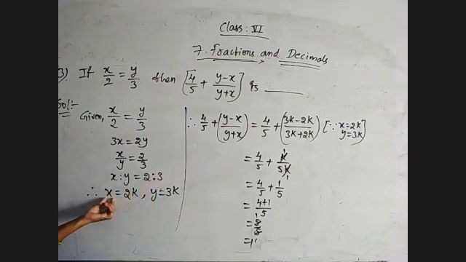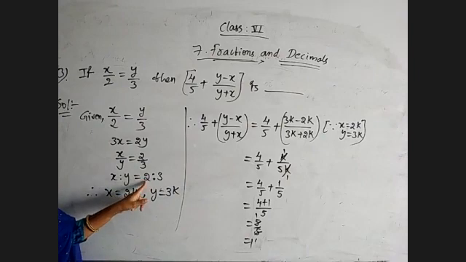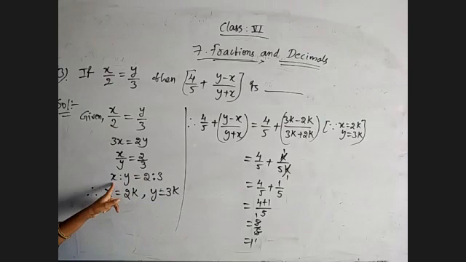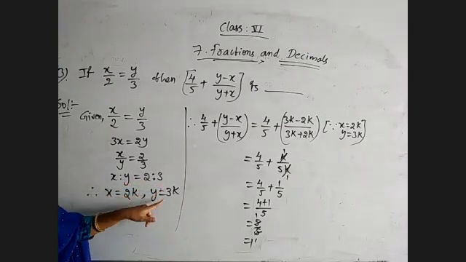Then the value of x will be equal to 2 parts, so that is 2 into k, and y equal to 3 parts. X is 2 parts, y is 3 parts, that is 3 into k. K is the common factor for both.